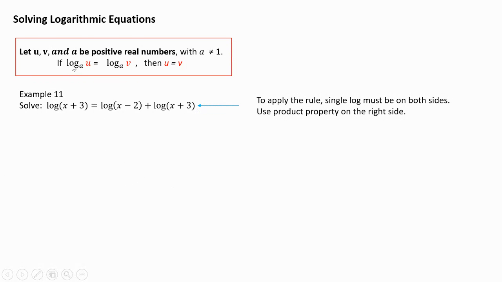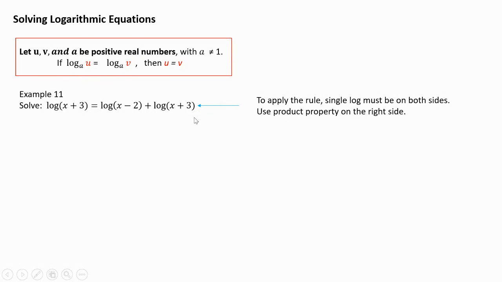You see, guys, for the rule above, there has to be a single log on the left and a single log on the right, also with the same base. Then u must equal v. But here, on the left side, it's a single log. On the right side, it's not. So we have to use some of the logarithmic properties that I mentioned about 2 slides ago.